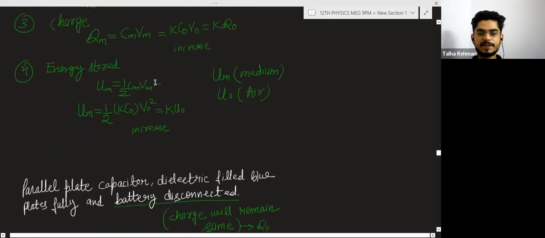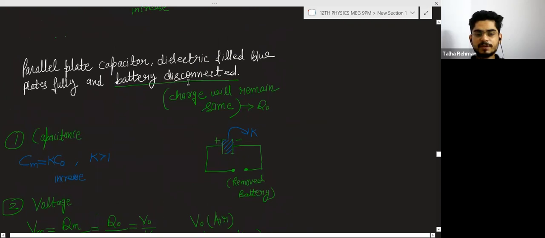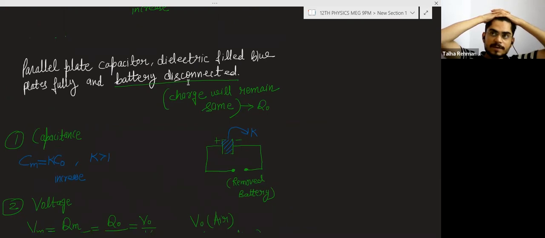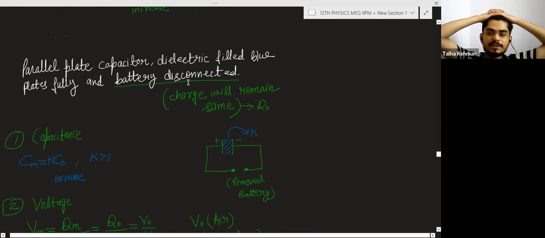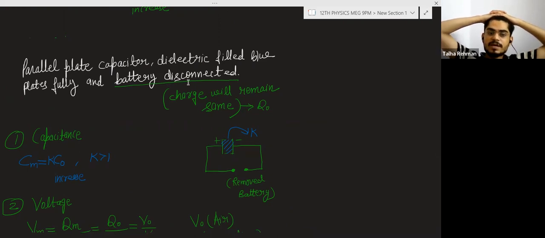We have introduced the dielectric and removed the battery. One thing, please remember: if the battery remains connected to the capacitor, then the potential difference across the capacitor will always be the same. When you remove the battery, then the charge will remain the same. And when the battery is connected, the potential difference will remain the same. Please remember this point. And if you introduce a dielectric, then the capacitance will increase K times.